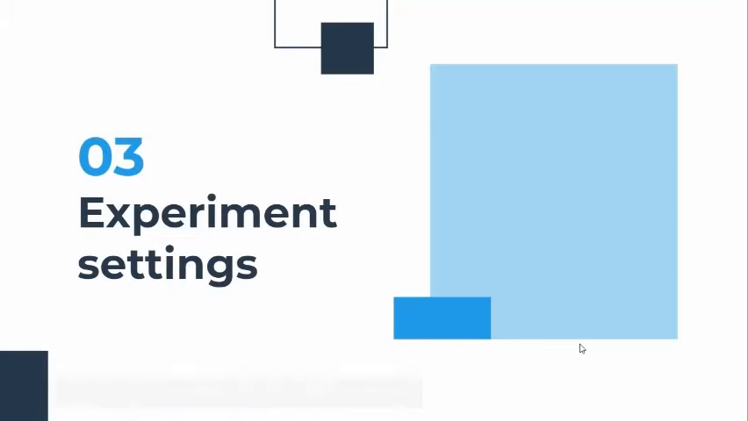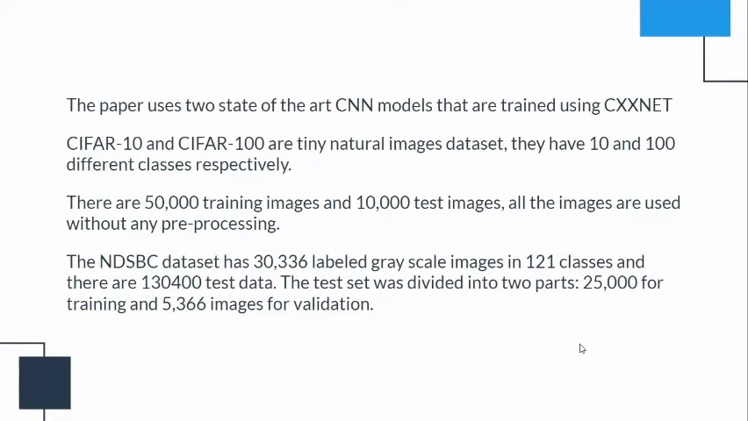Moving on to the experiment settings for our paper. This paper uses two state-of-the-art CNN models that are trained using CXXNet. The first is CIFAR10 and CIFAR100. The full form for CIFAR is Canadian Institute for Advanced Research. These two datasets have 10 and 100 different classes of images respectively. There are 50,000 training images and 10,000 test images. All these images are used without any pre-processing.